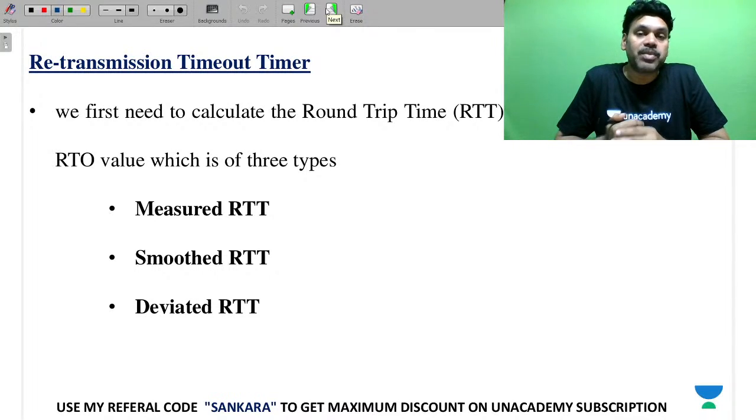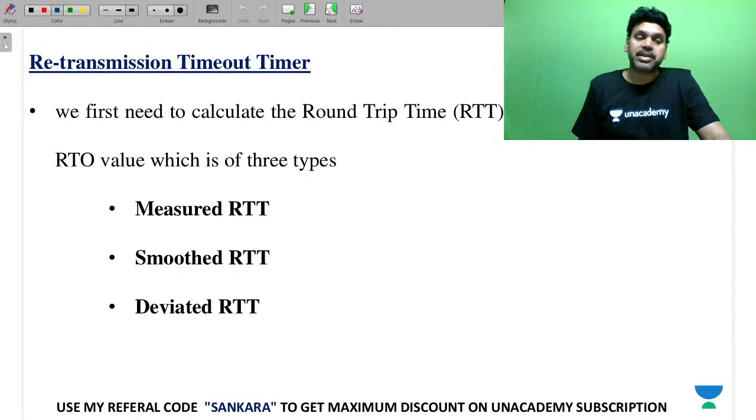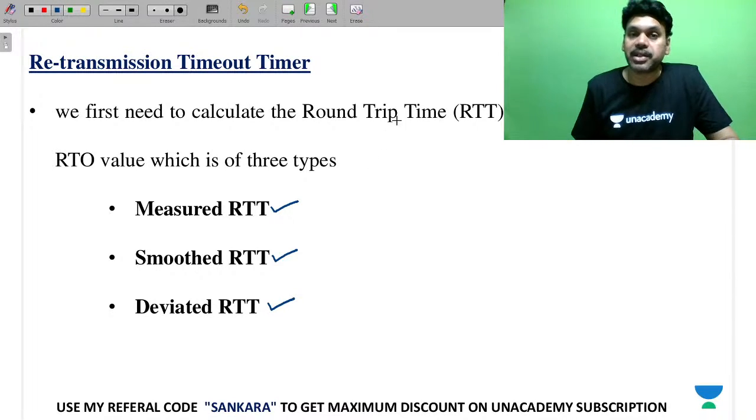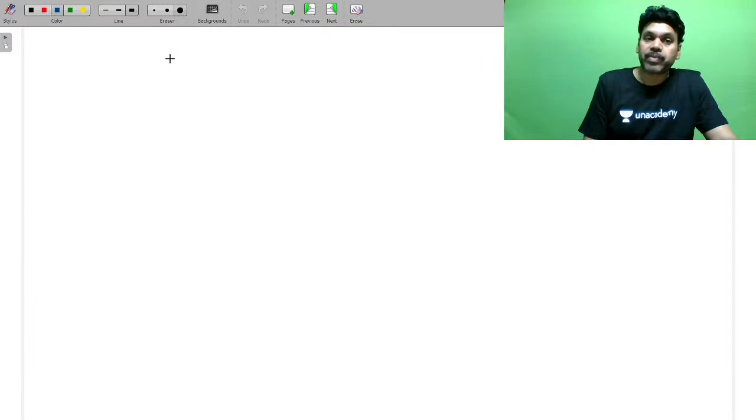The retransmission timeout timer value can be calculated using three different RTTs. One is the measured RTT, another is the smoothed RTT, and the other is the deviated RTT. So three different RTTs are there. So what is a measured RTT? First, let me explain what RTT is.